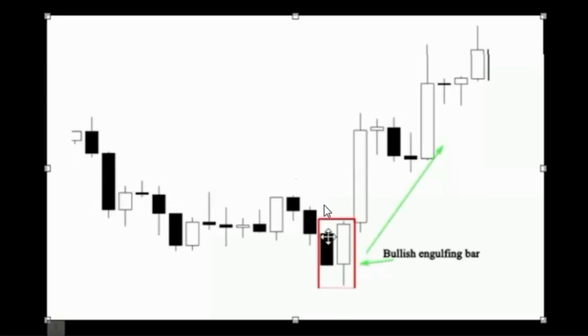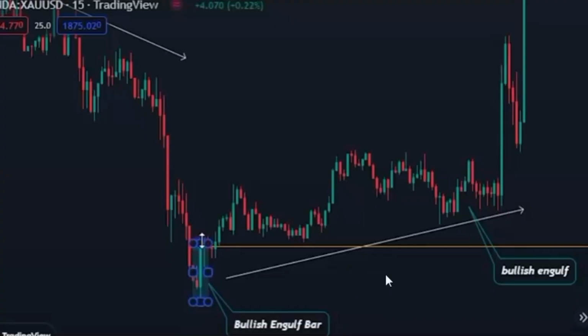Now this is an example of what you can expect to happen when the market gives you a bullish engulf on the charts. This is a strong signal that the market will go up. Now let me show you an example on the real charts of what it will look like, as the market is not as perfect as the example.